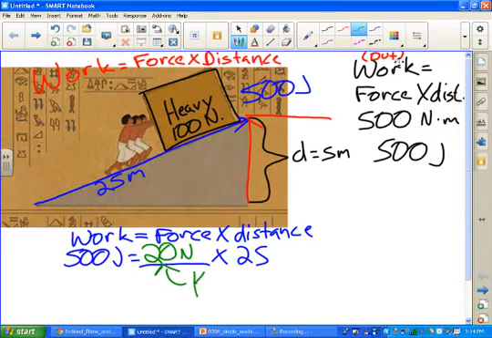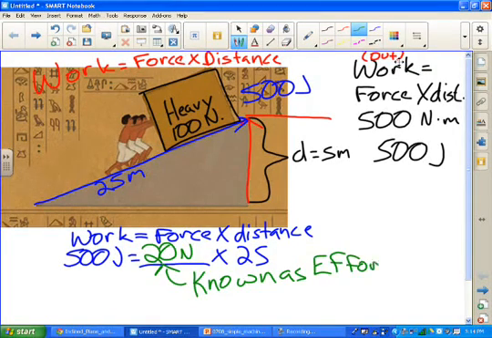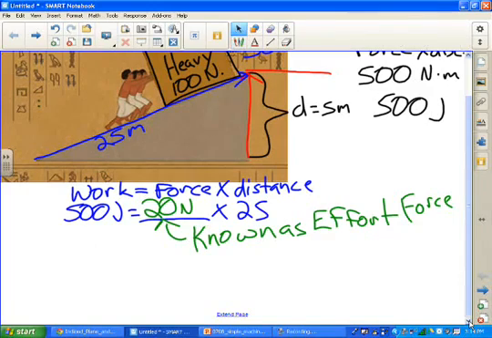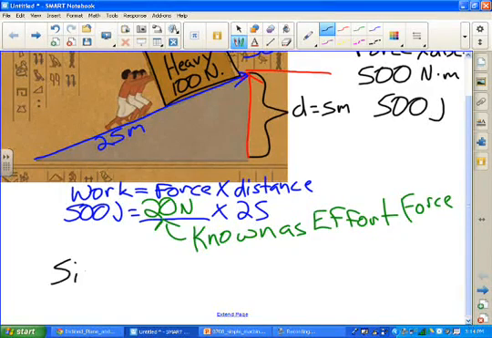Because that force is smaller, sometimes we refer to the force that we use as an effort force. That's the amount of effort we have to put forth. We still do the same amount of work, but we use less force to push the block. Because we're using a simple machine, the work that we do is the same, but the amount of force is lessened. And we call that effort force.